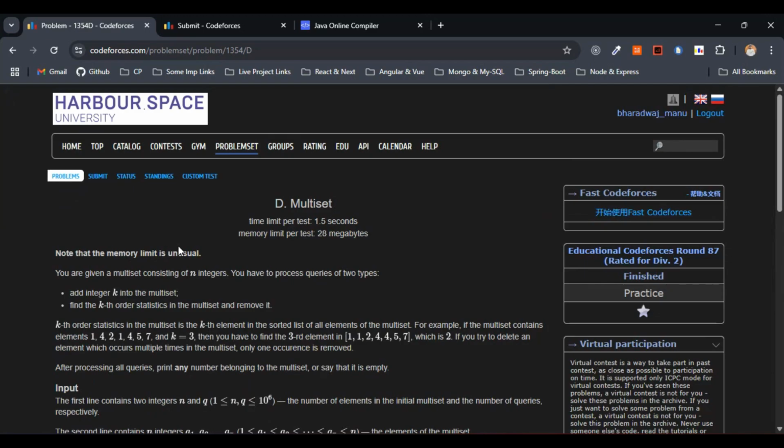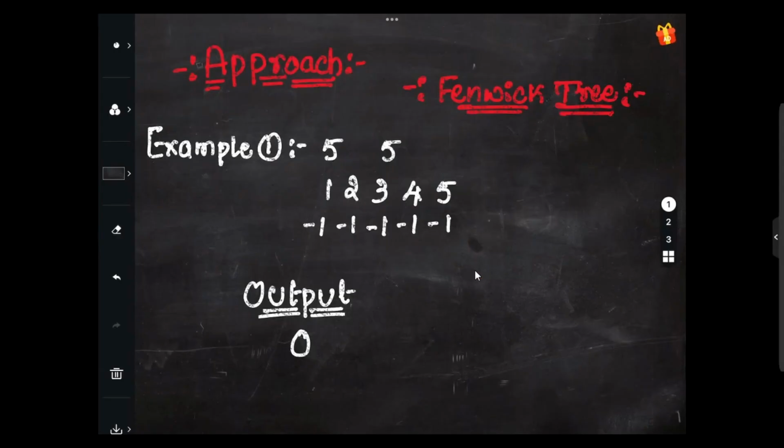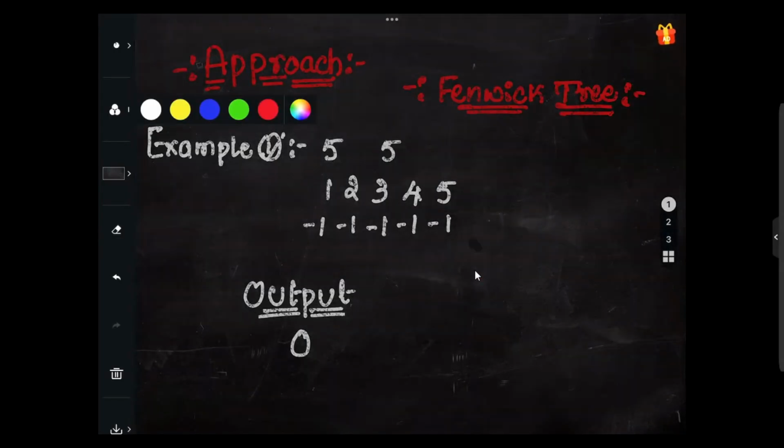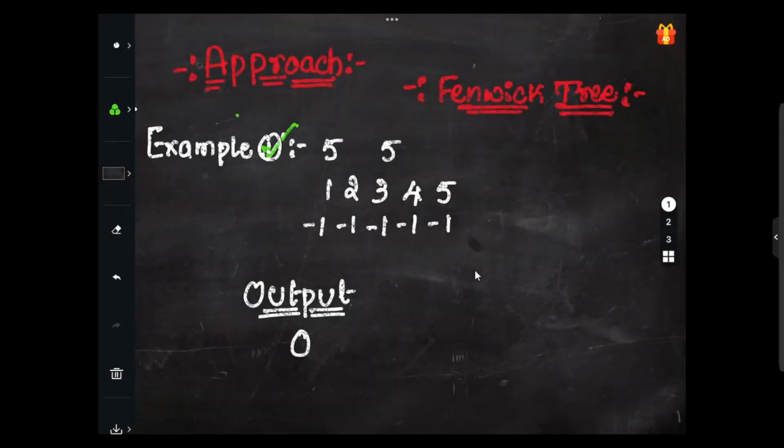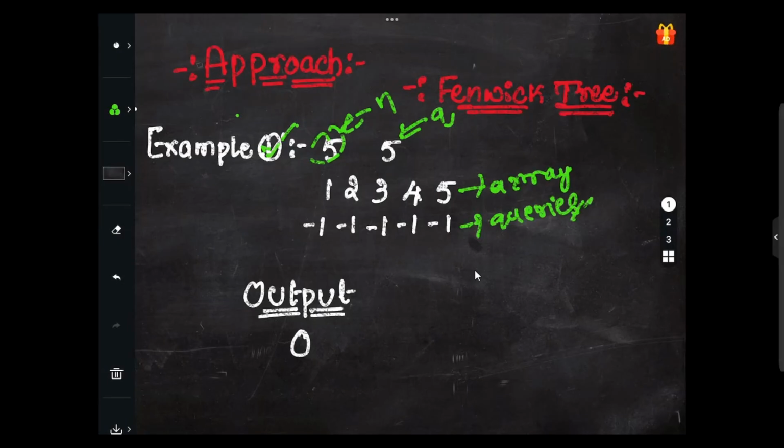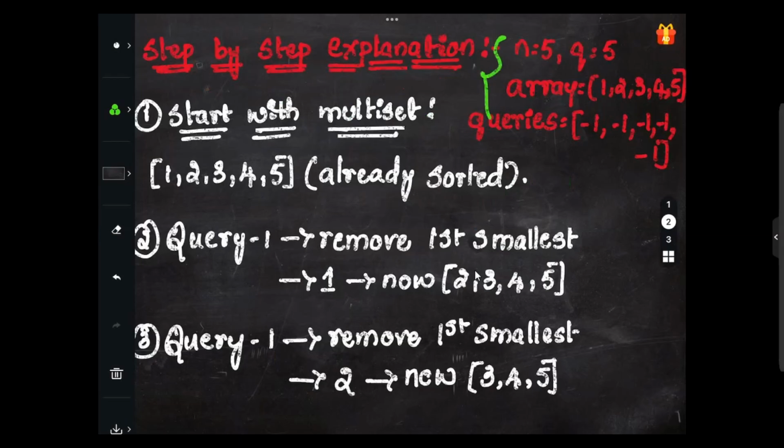First, let's go with the approach followed by the complexities, and then let's write the code. As usual, first the approach. So I have considered the first example that they have given in the question. N is 5 here, Q is also 5 here. This is the array, and this is the queries, right? So the output that we need to get here is 0, so the multi-set should be empty basically. The same input we are considering, so let's move on with the step-by-step explanation.